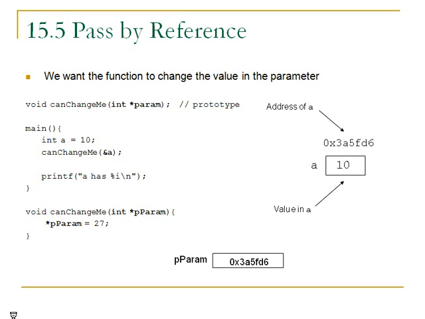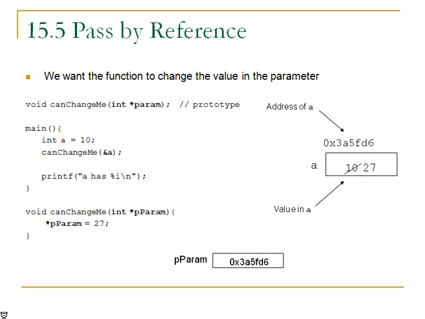So what gets passed into the function canChangeMe? The address of a, which is 385FD6, just as an example. It's the address that gets passed to the function. Now when we're inside the function, we say, go to that address and put 27 there. And what happens when the function returns? A will have a new value. So do you see what happened? Instead of passing in the value of a, we passed in the address of a. Inside the function, we went to that address and put a number there. When the function returned, the variable had been changed indirectly.